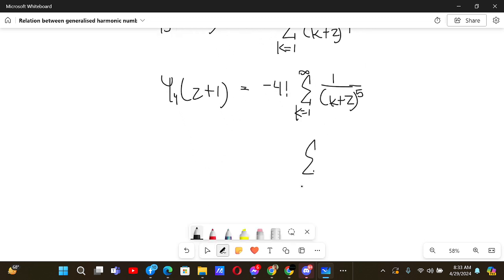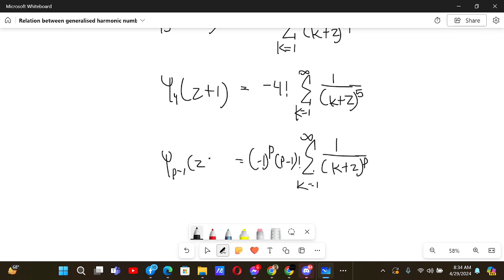So do notice that, and from that observation we can generalize this expression. If we have the sum from k equals 1 to infinity of 1 by k plus g to the power p, the sign over here is also governed by that p, minus 1 to the power p, and over here we have p minus 1 factorial. And this is equal to the p minus 1th derivative of the digamma function at g plus 1. So this is what we have got till now.